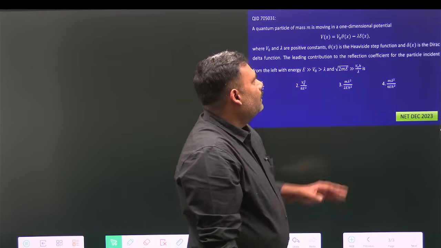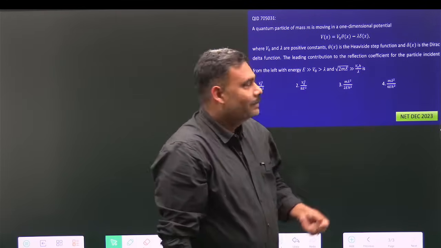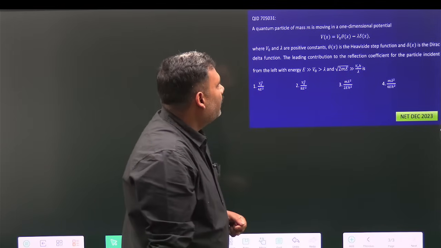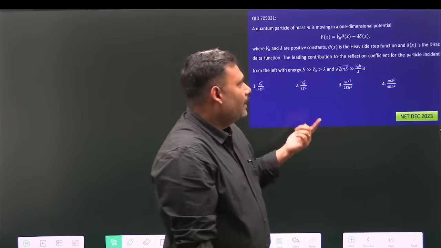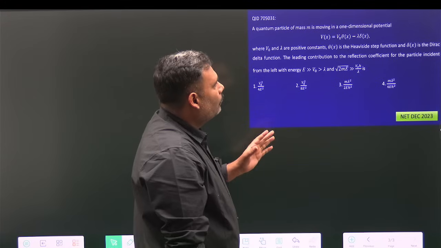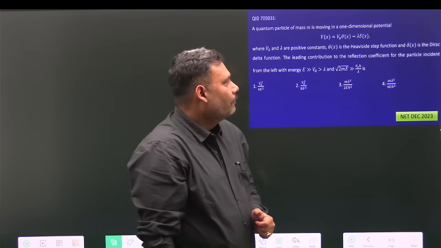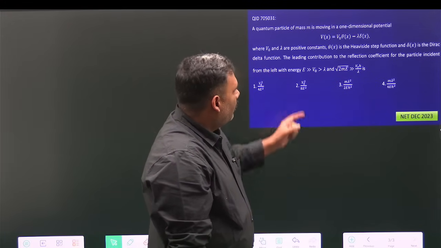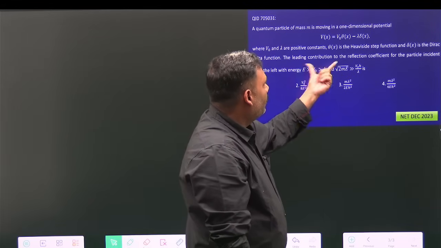So the potential is given, and this potential is V naught theta x minus lambda delta x. What is theta x? Theta x is nothing but the Heaviside step function, and delta x is your favorite Dirac delta function. So what we have to do? We have to find basically the reflection coefficient if E is very, very much greater than V naught, as well as V naught is greater than lambda.